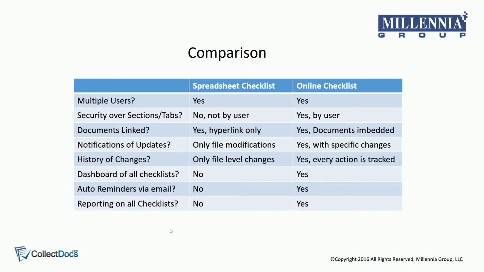With an online checklist, you'll not only get notified when the checklist has been updated, but you can get notification down to the specific item that was changed. And in that respect, with checklist items done in a spreadsheet, you don't really have a history, for compliance reasons, of items and actions taken in the spreadsheet, only that the file was changed. Whereas with an online checklist, you have full history of all actions taken. So there's a variety of differences between a spreadsheet checklist and an online checklist, including that on an online checklist you'll have dashboards, auto reminders, and also full global reporting.